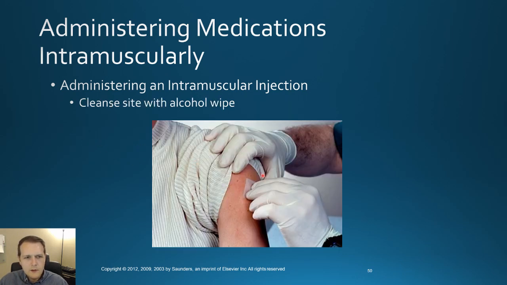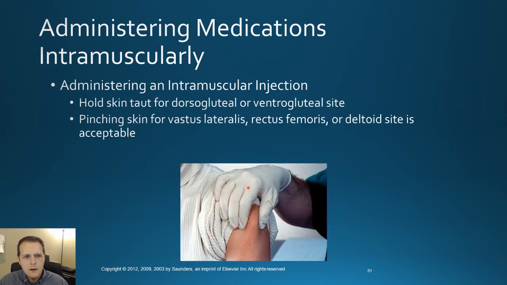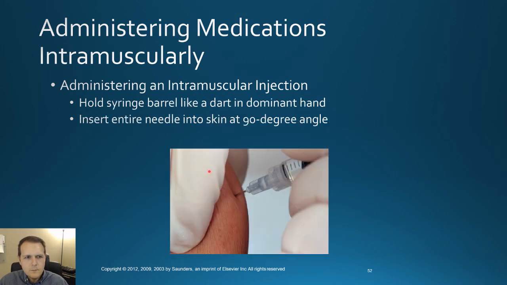Typically make sure there's no clothing in the way here, and then cleanse the site with alcohol, just like we have before. You then hold the skin taut for, say, dorsal gluteal or ventral gluteal. However, for something like the vastus lateralis or, say, the deltoid, then you go ahead and pinch the skin. You use what we call a C shape, like this, to pinch it together. And then holding the syringe sort of like a dart, just go straight in at a 90-degree angle, and then you can apply your medication.